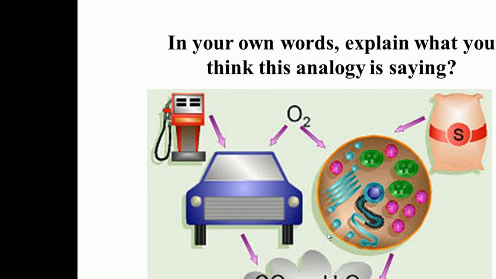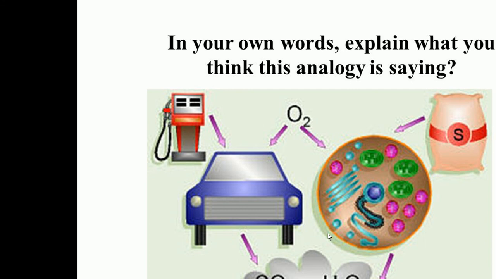So what analogy is being shown in this picture? As you know, when we drive the car, we need to fuel the car with gas. We fill our car with the gas, and a process of combustion takes place, and as a result our car moves. A lot of energy is produced, and that helps in the movement of the car.